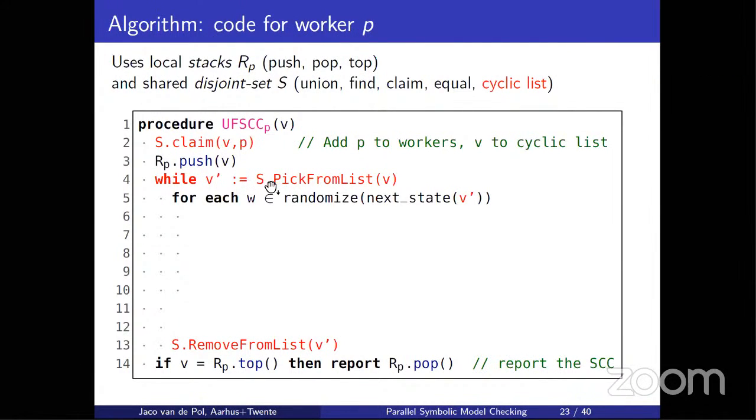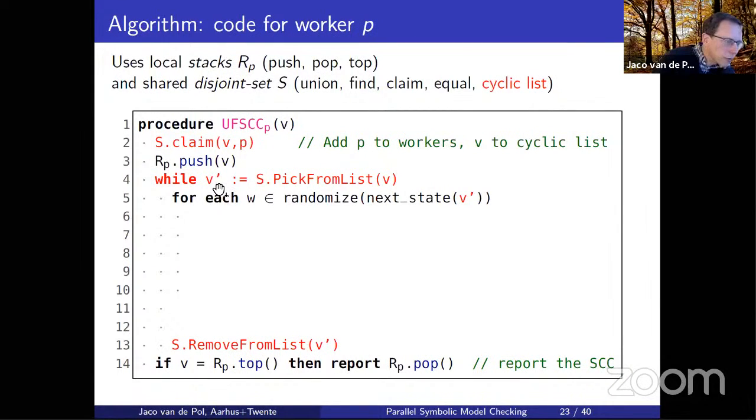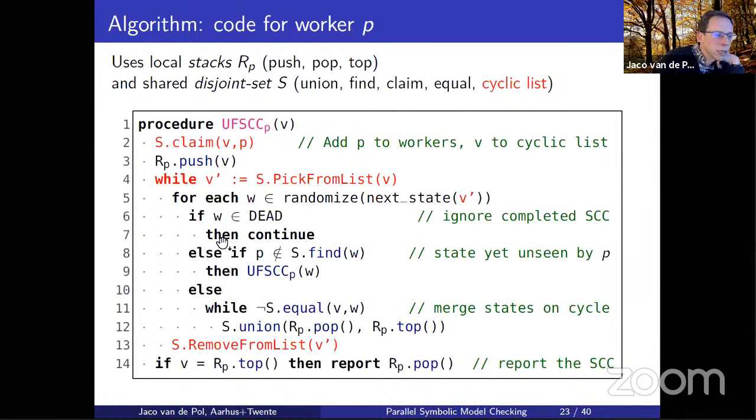So we have some state that we have to do some work on. We take a random successor of it, and we randomize this in order to direct the workers to different parts of the state space. And then we again have the 3 cases like we had before. If it's fully explored, then we are done. We continue. If we have not seen it, which means that our bit is not in this bit set, then we do a recursive call because we still are depth first. And otherwise, it's on our stack.